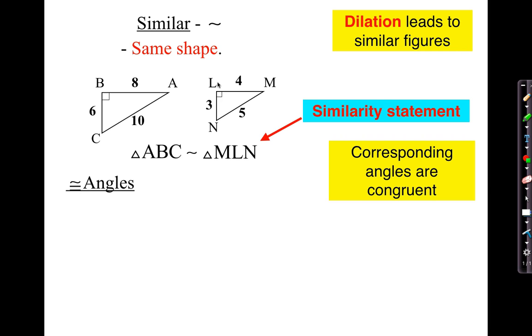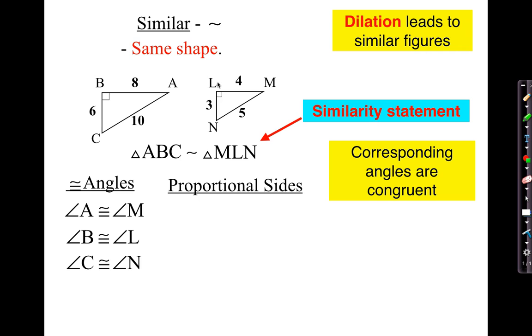Angles are still congruent with a dilation, okay? Because angles are not affected when the size changes. So the angles continue to be congruent. Now, the sides are not necessarily congruent. They are proportional. So let's go ahead and take a look here.